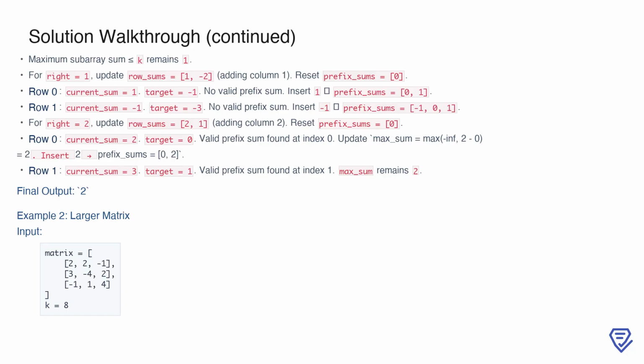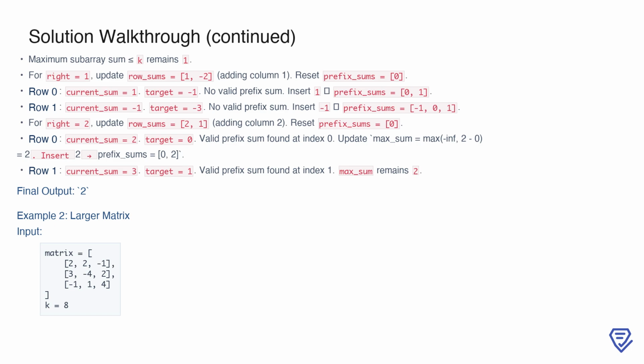Next, including column 2 by setting right equals 2, we update row_sums to 2, 1, and reset prefix_sums to 0. For row 0, current_sum equals 2 and target equals 0. A valid prefix sum is found at index 0, so we update max_sum to the maximum of its current value and the rectangle sum, which is 2 - 0 equals 2. We then insert 2 into prefix_sums, making it 0, 2.